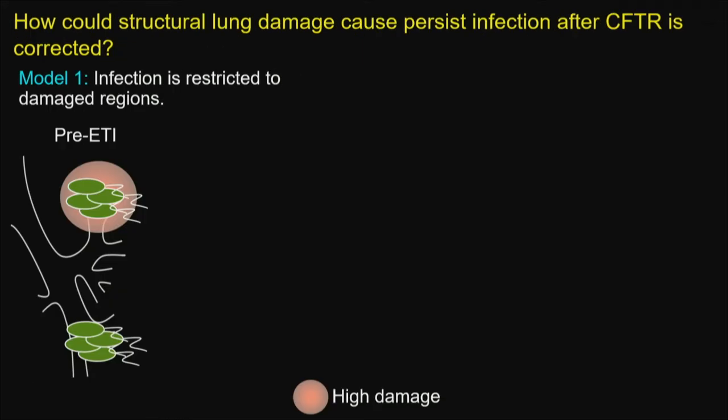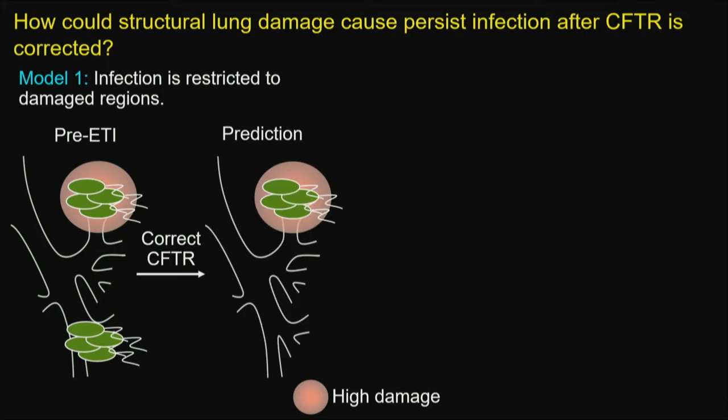We envision two ways that lung damage could lead to chronic infection after CFTR is corrected. In this first model, we thought that perhaps infection is restricted to the damaged regions. And so what I mean here is that before ETI, the patient has Pseudomonas throughout their lung regions, and then after they start their CFTR correctors, this model would predict that infection is restricted to the high damage regions and is cleared from the low damage regions.